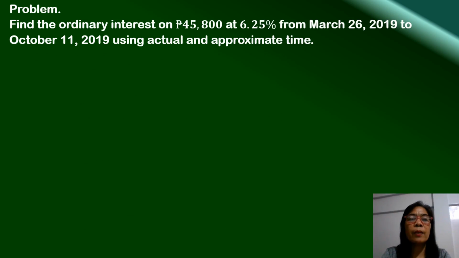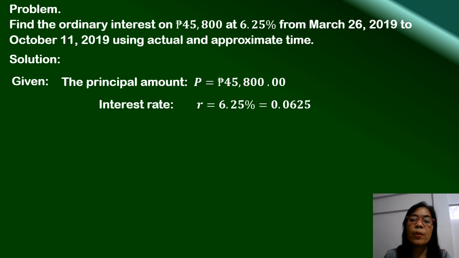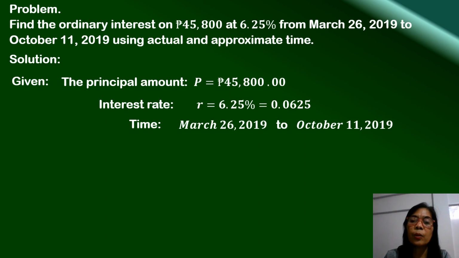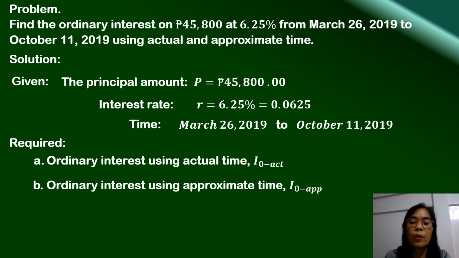Let us solve the problem. Find the ordinary interest on 45,800 at 6.25% from March 26, 2019 to October 11, 2019 using the actual and approximate time. We start our solution with identifying the given. The principal amount is 45,800. The interest rate is 6.25%, which when converted to decimal is 0.0625, and the time is given in terms of date, from March 26, 2019 to October 11, 2019. We are required to find the ordinary interest using the actual time and the ordinary interest using the approximate time. So we start with solving for the time.